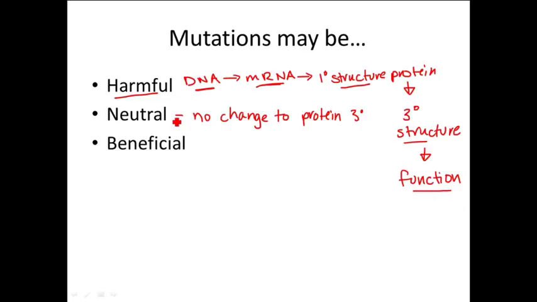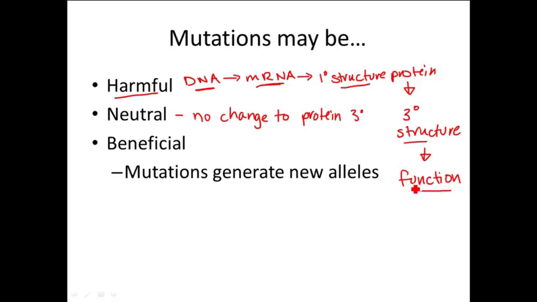Some are actually beneficial. Okay, so you could have a change in DNA that leads to a change in mRNA that leads to a change in the structure of the protein, and instead of making it not work at all or work more poorly, maybe it actually has a downstream effect of causing the protein to have a different function or to have a better function, and that would be a beneficial mutation.